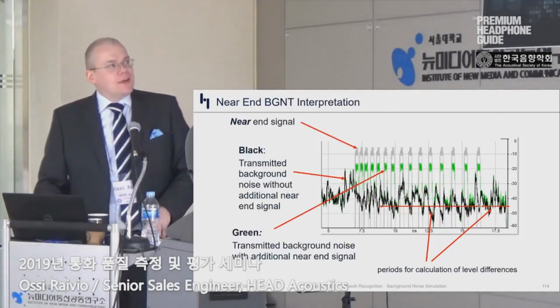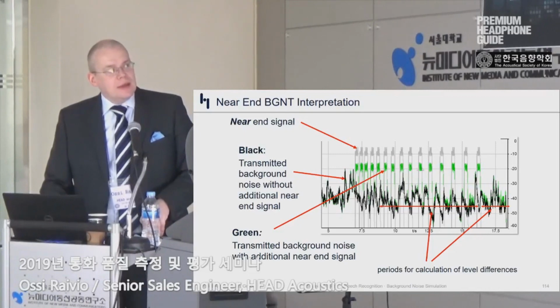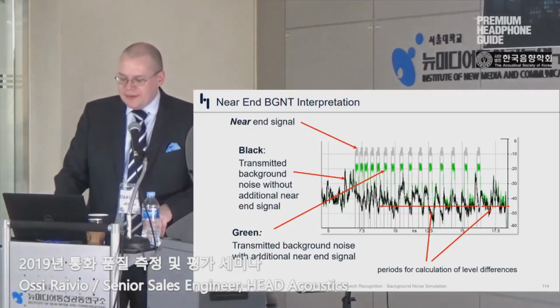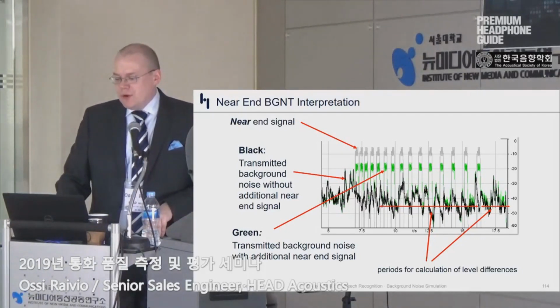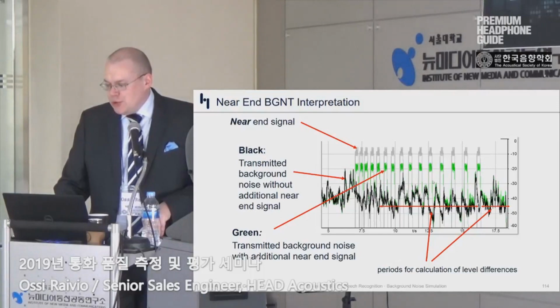So in the curves again, we have the near-end signal as a reference. The green one is the uplink from the phone when we have the near-end signal, and the black one is the original background noise. So this here would be an ideal test case. When there is no speech, the background noise is transmitted the same way. And when there is speech happening, of course, the speech is transmitted. But we are doing our analysis here during the speech pauses.